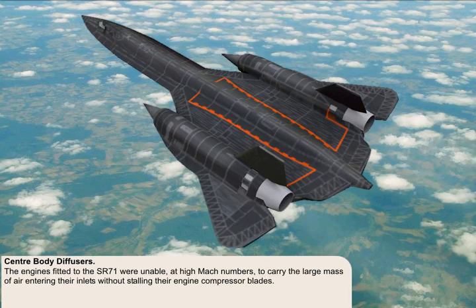The Pratt & Whitney J58 engines fitted to the SR-71 were unable, at high Mach numbers, to carry the large mass of air entering their inlets without stalling their engine compressor blades.